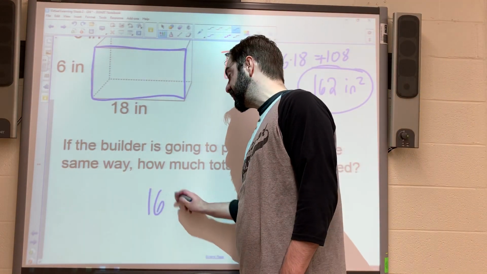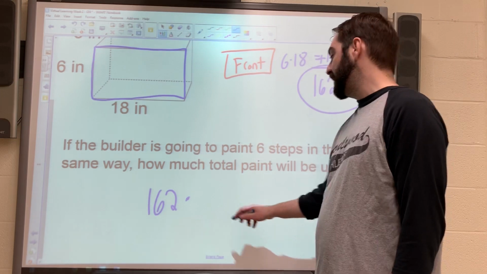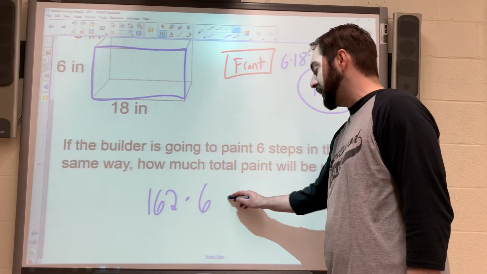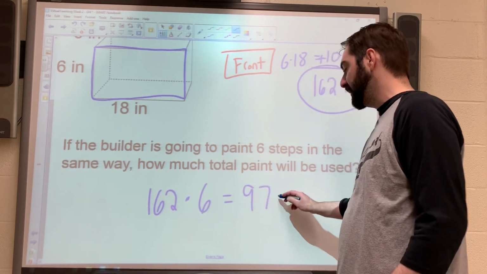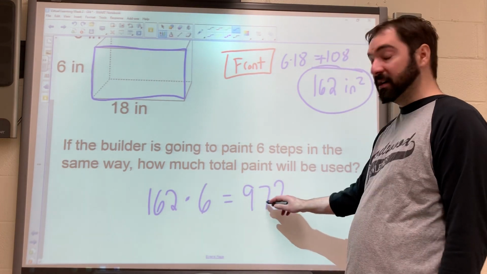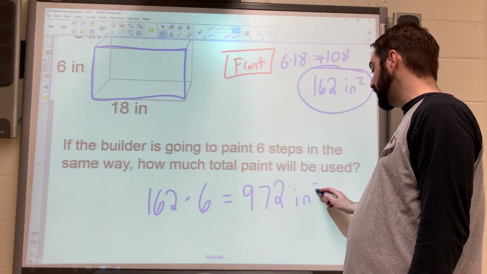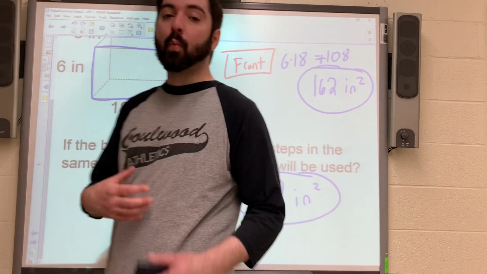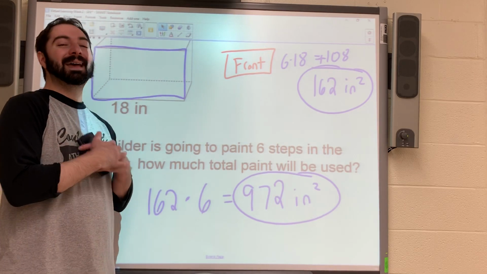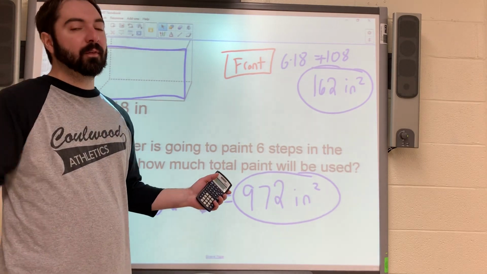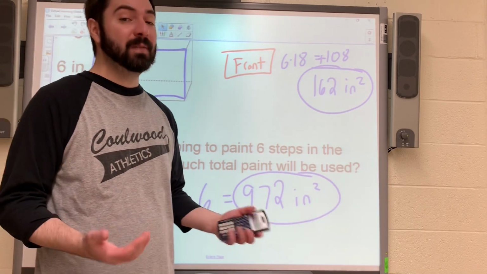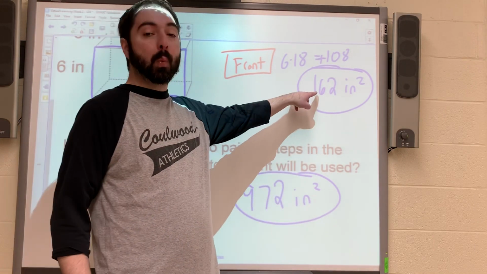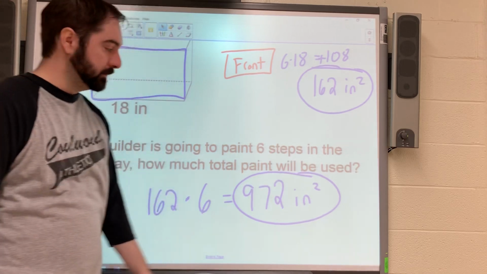Remember, repeated addition is nothing more than multiplication. So 162 times 6 gives me a grand total that 6 steps would have 972 square inches to be painted. So again, once you can find one of something, you can find any number of something, even a fraction. Maybe they only wanted to paint half the step, or a third of the step, or a fourth of the step. Once we know one, we can find anything.